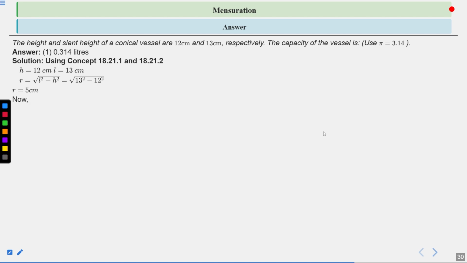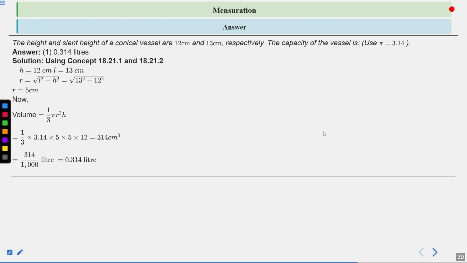Now we can calculate the volume. The volume of the conical vessel becomes 1 by 3 pi r square into h. So 1 by 3 into 3.14 into 5 into 5 into 12. When we simplify it, we get 314 cubic centimeter. Now we need to calculate in liter form. We know that 1000 cubic centimeters equals 1 liter. So just divide it: 314 cubic centimeter divided by 1000 gives 0.314 liter. So the first one is the correct answer of this question.